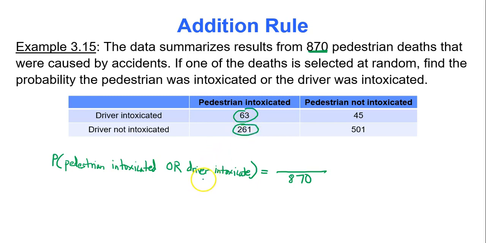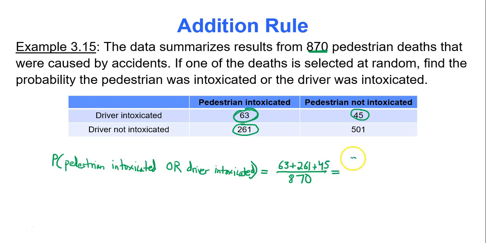And then what about the driver intoxicated? Driver intoxicated is 63 again, but we already have it circled, so we're already counting it. Don't count it again. And then the 45. So that's when the driver was intoxicated, and then we also have when the pedestrian was intoxicated. Any of those stipulations is a favorable outcome. So we have 63 plus 261 plus 45.